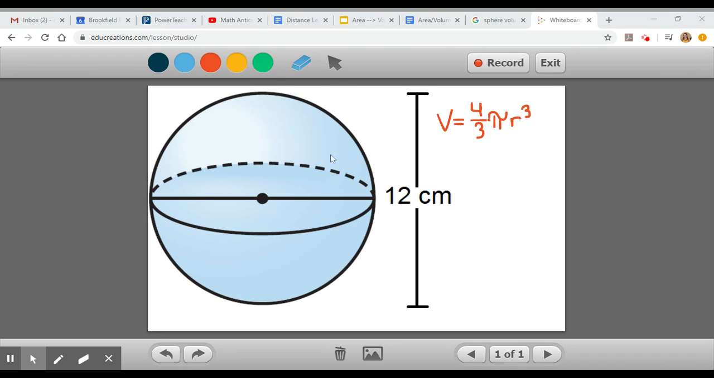The first thing I did here, I have my image. And then it says volume equals 4/3 times pi times the radius cubed. So the first thing I'm going to do is just remind myself that if it's 12 centimeters all the way across, my radius is really 6 centimeters.